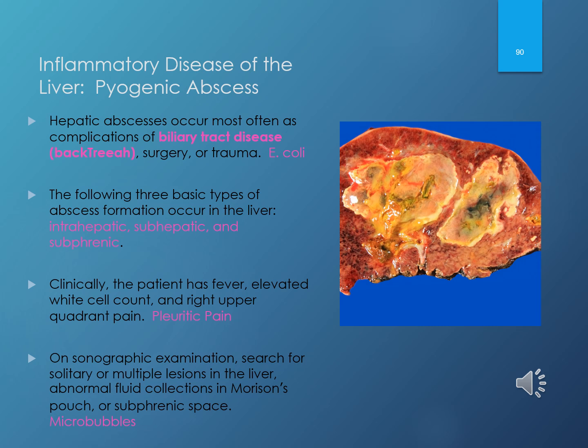Location, painful, yuck. On sonographic examination, make sure that you're looking for solitary or multiple lesions in the liver, abnormal fluid collections in Morrison's pouch or subphrenic space, and also check out microbubbles. Make sure that you're looking to see if you see any microbubbles. If you do see microbubbles, that's not a good sign. That's typically indicative that that bacteria is doing too much, making its own air in there. Not good.